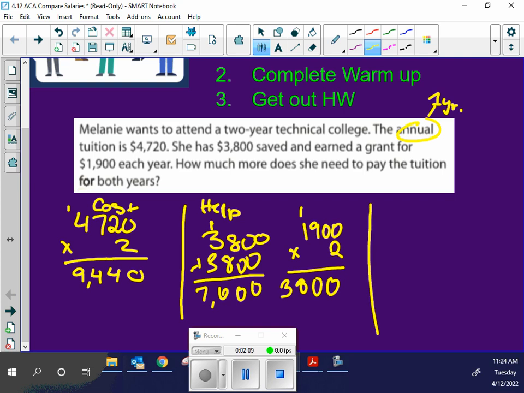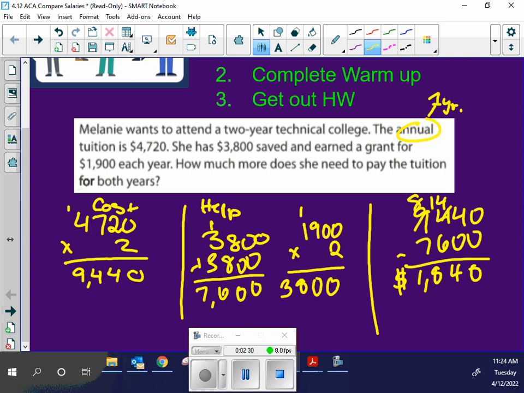Ooh, she's doing pretty good. Okay. Last step I need to do is subtract those values. 9,440 minus 7,600. 14 minus 6 is 8. 8 minus 7. Oh, and she got it right.